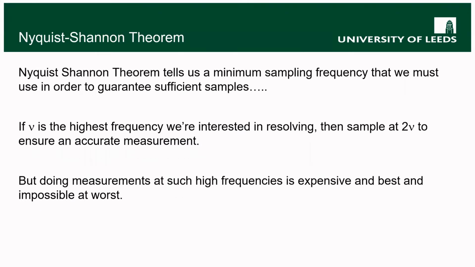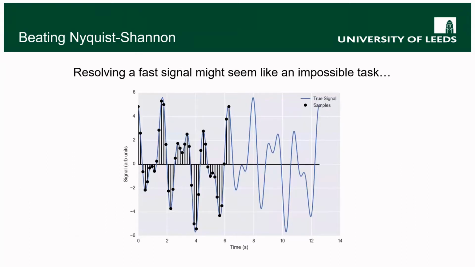Okay, so our starting point is the Nyquist-Shannon theorem. So this says that if we have some frequency we want to measure at, then we need to sample our measurement at twice that in order to be able to get an accurate measurement of the signal we're interested in looking at. But doing measurements for very high frequencies is expensive at best, and can even be impossible to do. So resolving a fast signal might therefore seem like an impossible task.